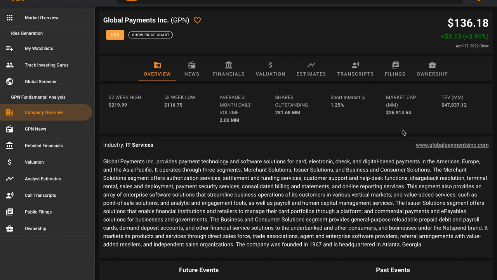That's it for today's stock analysis of Global Payments Inc., ticker symbol GPN.